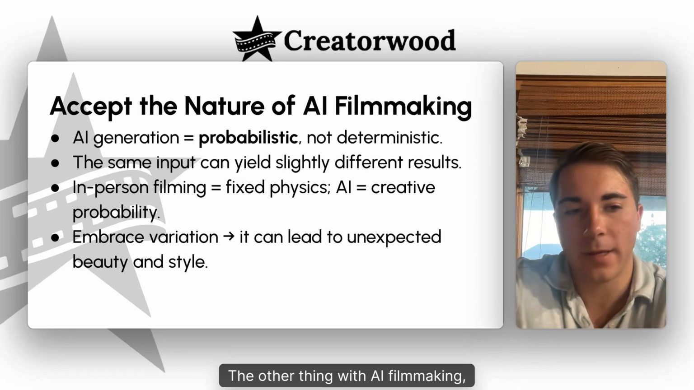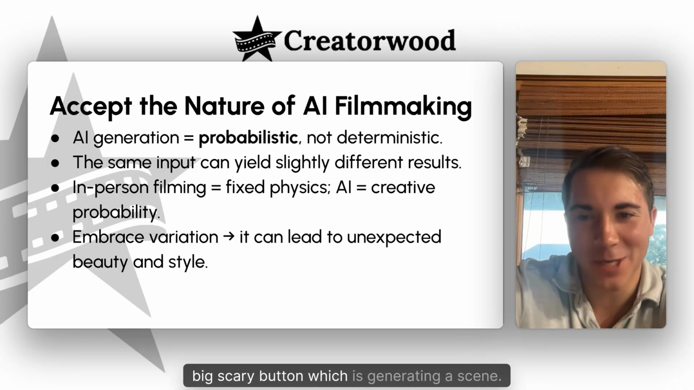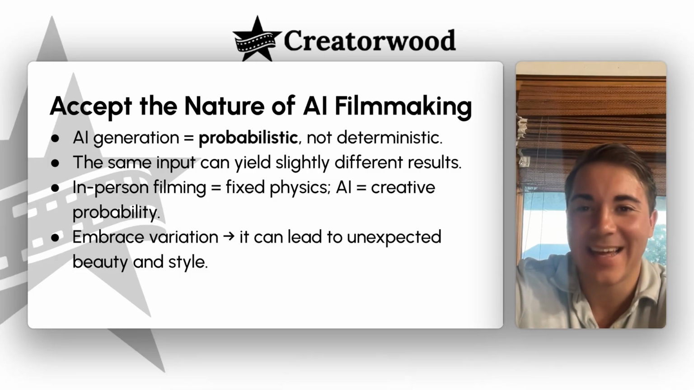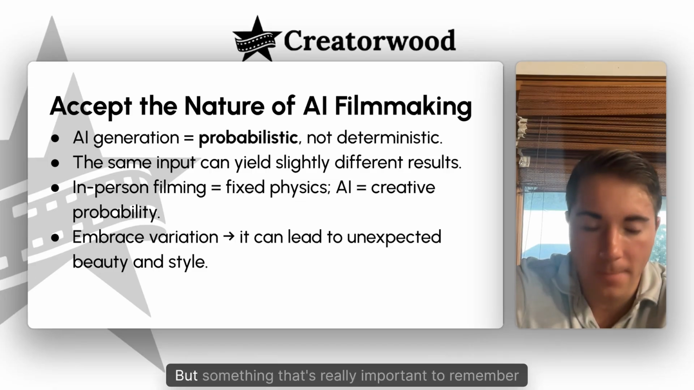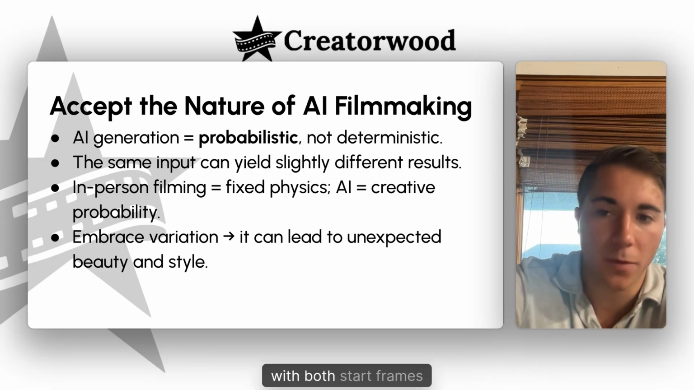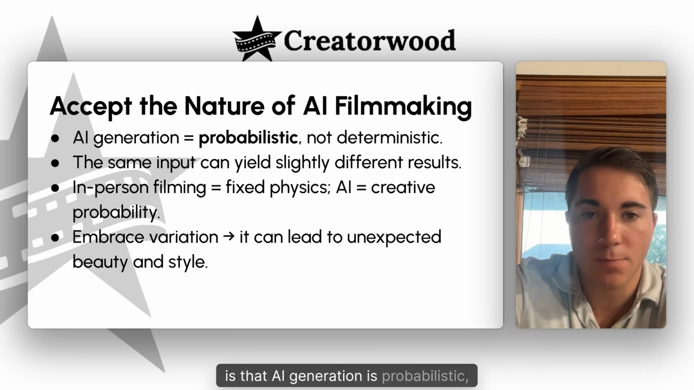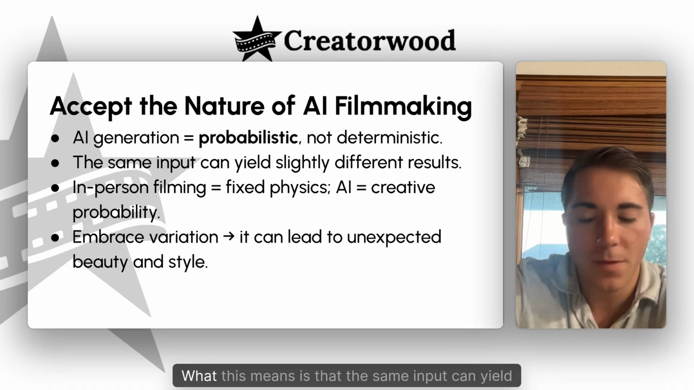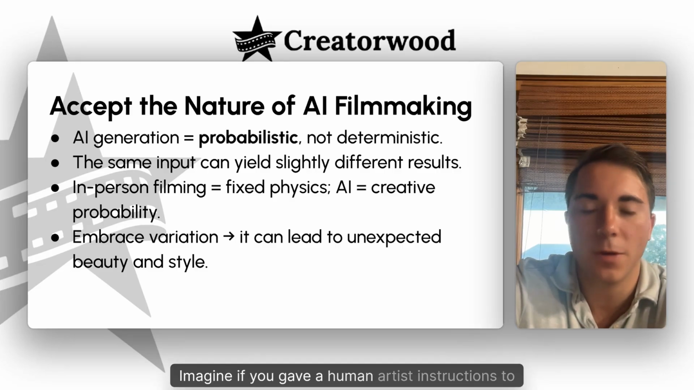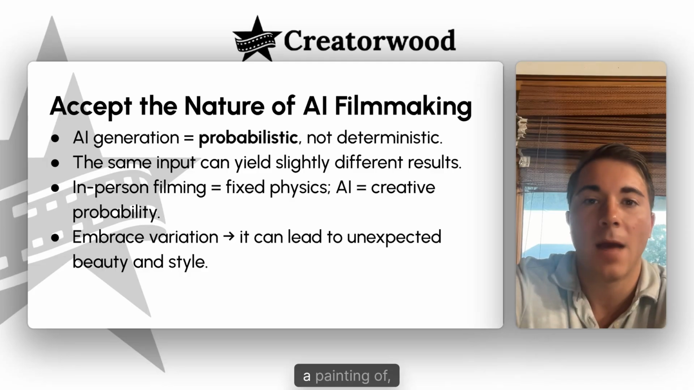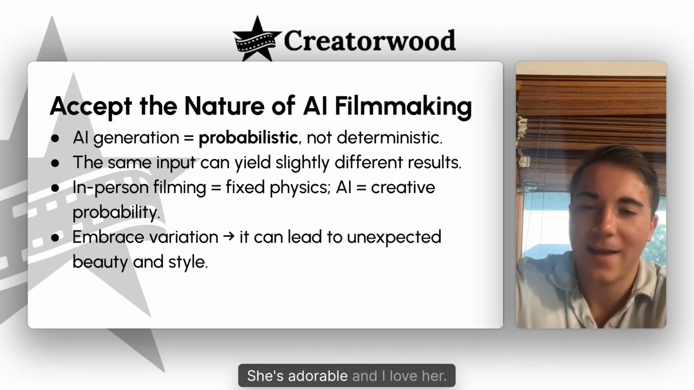Another thing with AI filmmaking, and this is probably the most important thing, is we're going to be talking about pressing that big scary button, which is generating a scene. It's scary, it's exciting, and ultimately it's beautiful when you finally get to see your story come to life. And we're getting there. But something that's really important to remember with both start frames and most importantly your video is that AI generation is probabilistic, not deterministic. What this means is that the same input can yield slightly different results. Imagine if you gave a human artist instructions to create a painting of, let's say, a golden doodle. I have a golden doodle at home. She's adorable, and I love her.